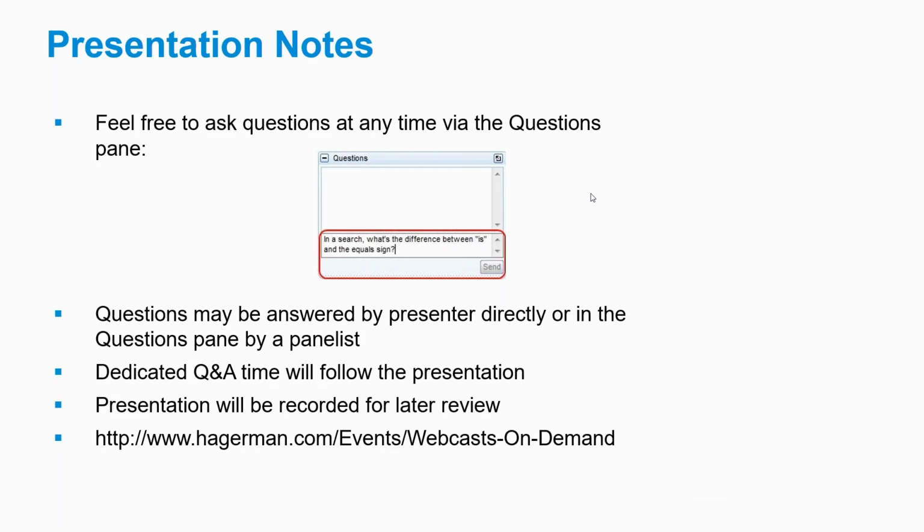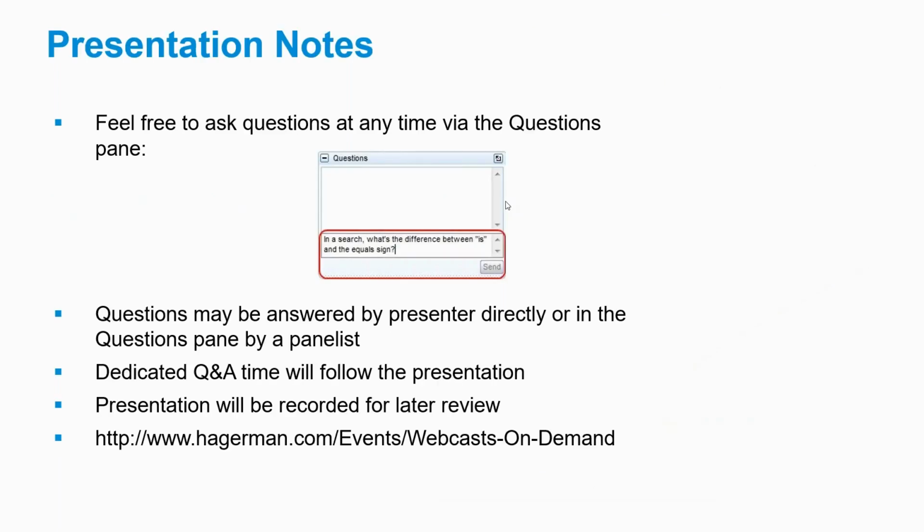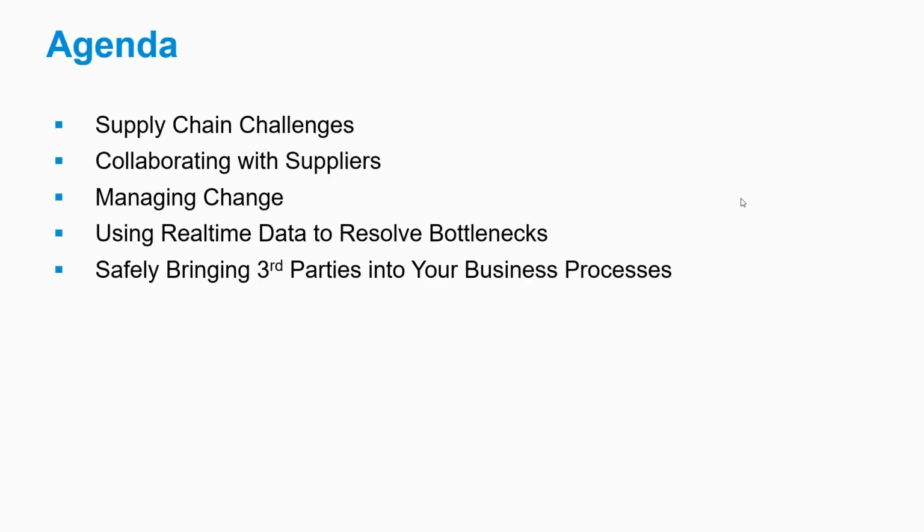Today's topic is supplier management, specifically in this case with Fusion 360 Manage. So we're going to talk about several things today, all related, at least to some degree, with suppliers and supplier management, managing your supply chain, largely maybe from an engineering perspective at least. Fusion 360 Manage is a product lifecycle management software. So we'll be focusing on that aspect of supplier management.